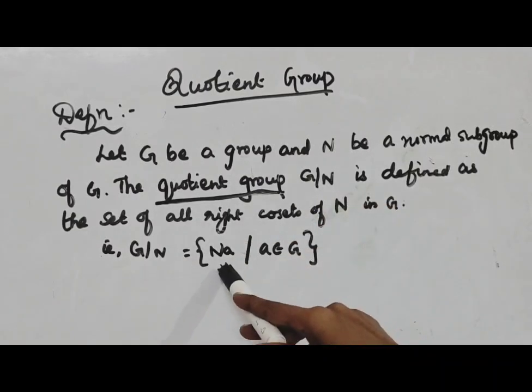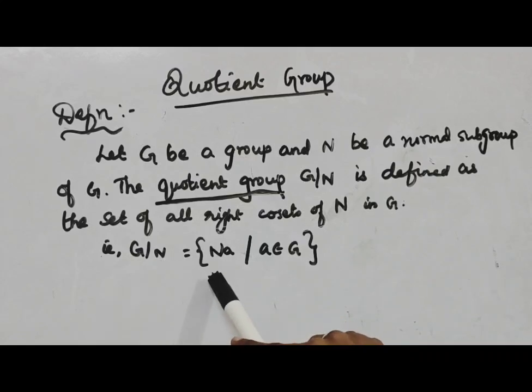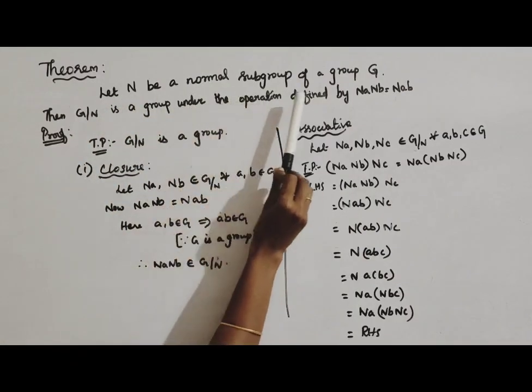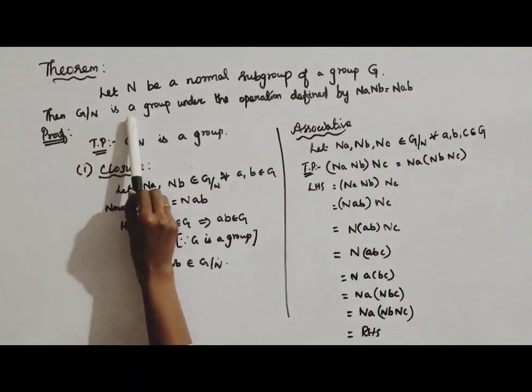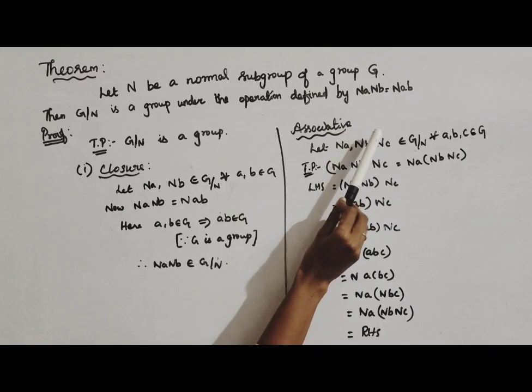We know that the set of all right cosets can be written as Na. Therefore G over N can be written as the set of all Na such that a belongs to G. This Na is the right coset of a in G. Now let us see this theorem. Let N be a normal subgroup of a group G. Then G over N is a group under the operation defined by NaNb is equal to Nab.